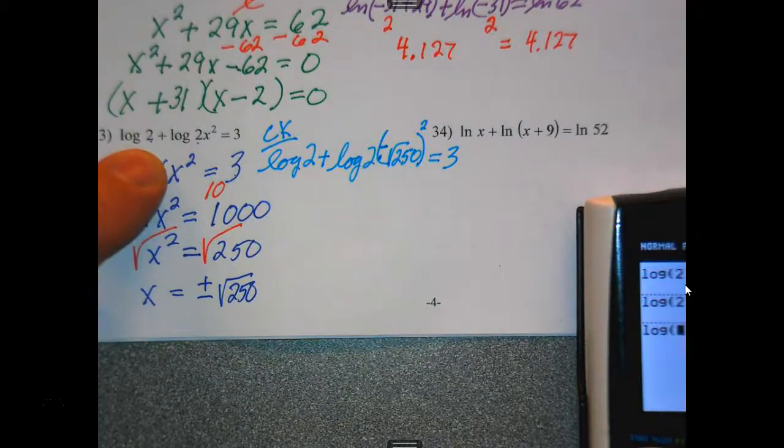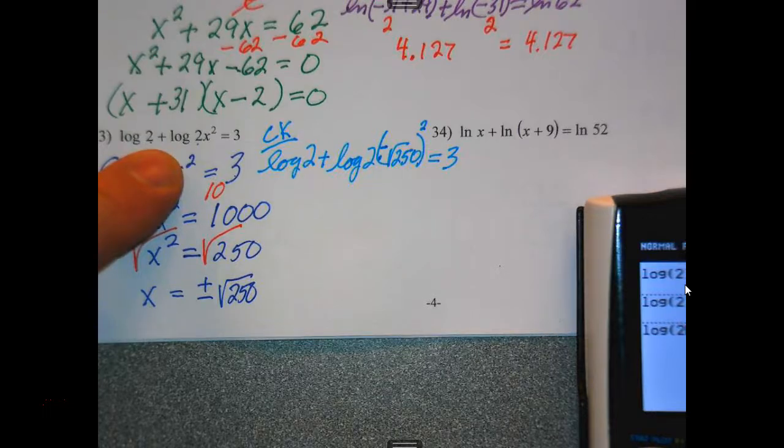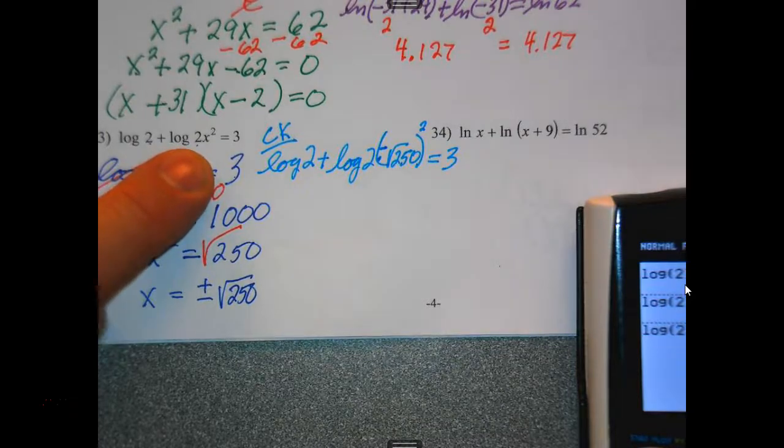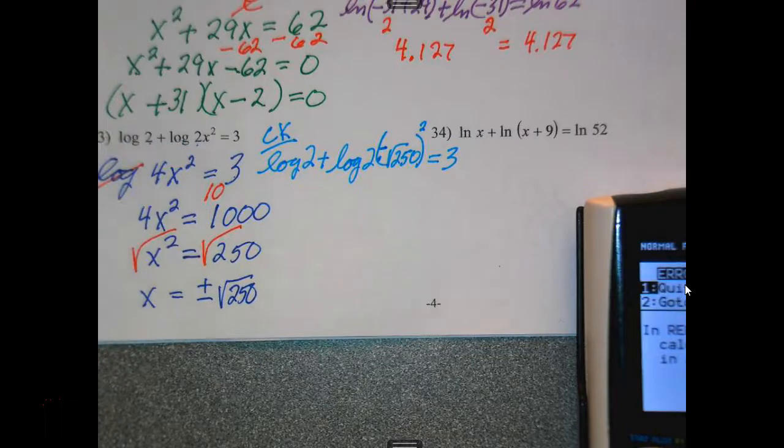All right, log 2 plus log of 2 times square root or negative square root of 250 squared. X should be a real number. You're getting a non-real?